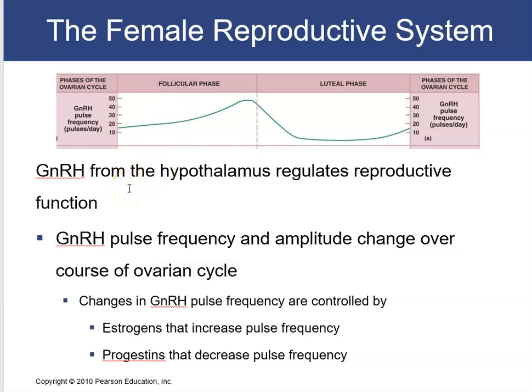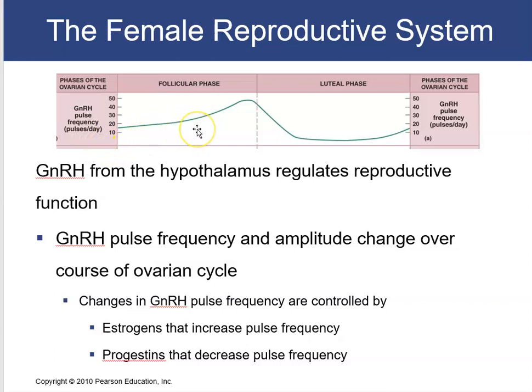Everything with the cycle begins with the gonadotropin releasing hormone that is released from the hypothalamus. This is what regulates reproductive function. The gonadotropin releasing hormone is released in pulses, so you see anywhere from 20 to 50 pulses per day. This is how it is released.